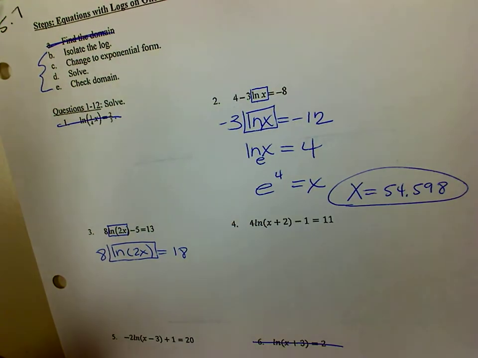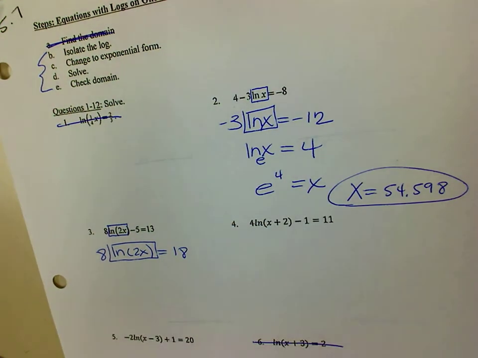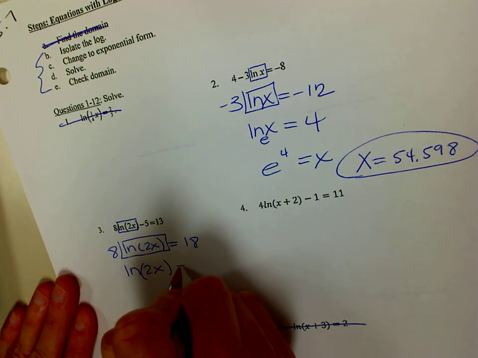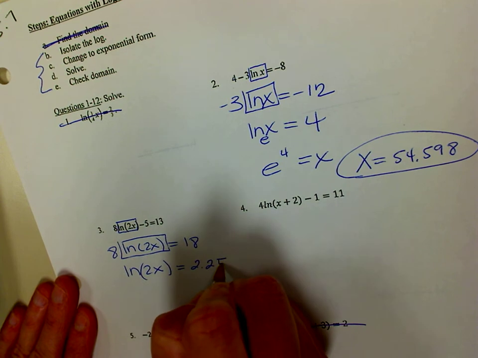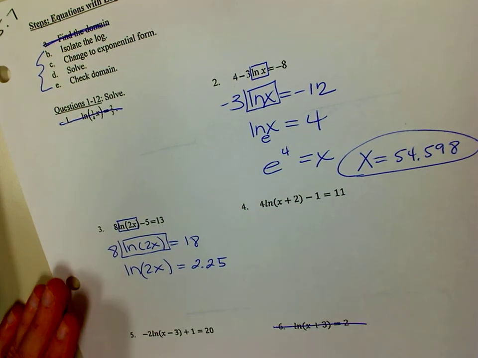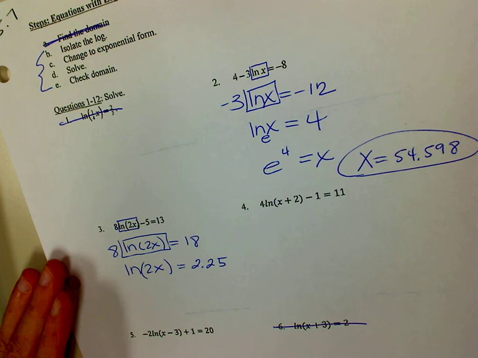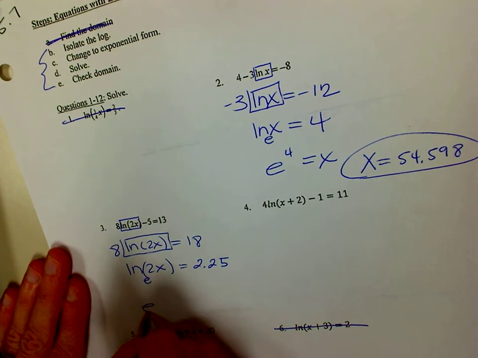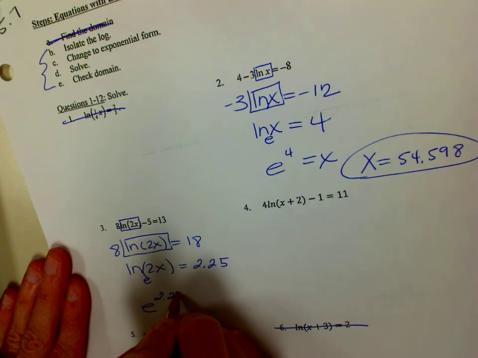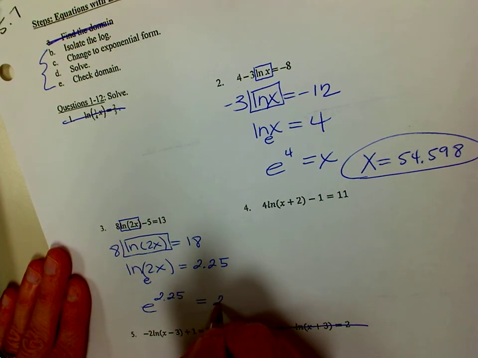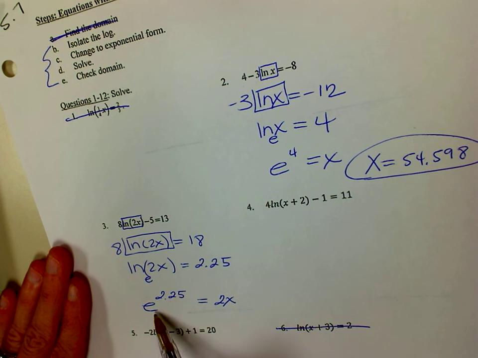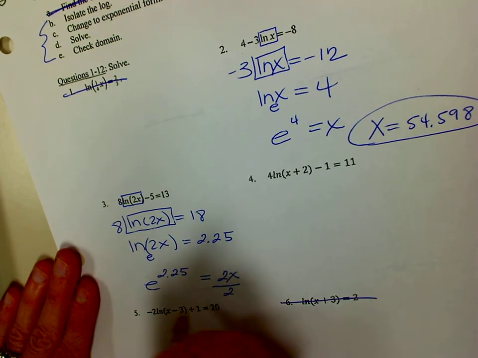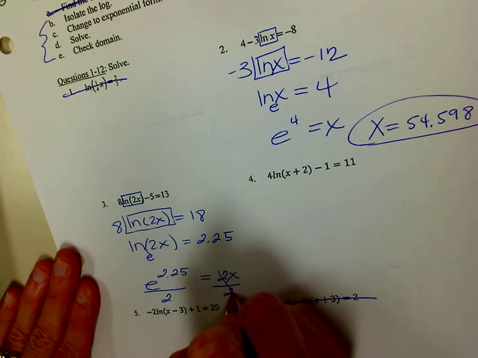Let's see what that is. 18 divided by 8. 2.25. Okay, once it's isolated, I'm going to change to exponential form. Again, if it's a natural log, your base is always e. So e to the 2.25 power equals 2x. So first I got to figure out what this is, and then after I figure out what that is, I'm just going to divide it by 2.